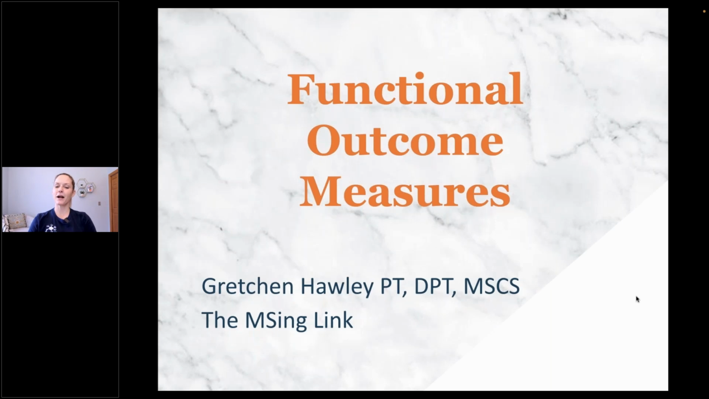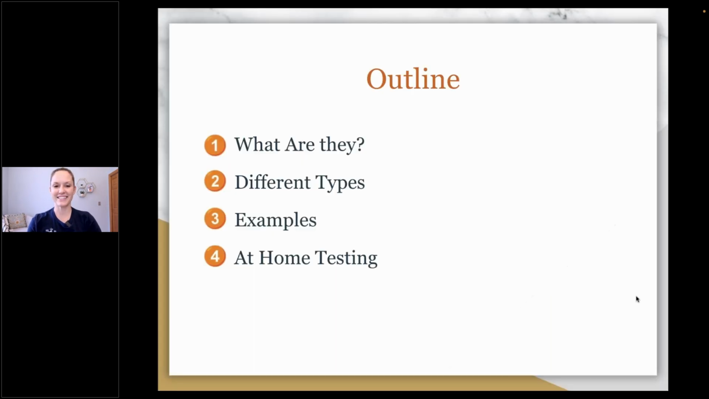All right, so as promised, functional outcome measures. We're going to be talking about what they are because it's important to know what they are in order to be able to utilize them to the benefit that they can be for you. So we're going to talk about what functional outcome measures are, the different types, examples, and at-home testing. I am going to be doing some demonstrations back here to demonstrate how to actually utilize these at home.